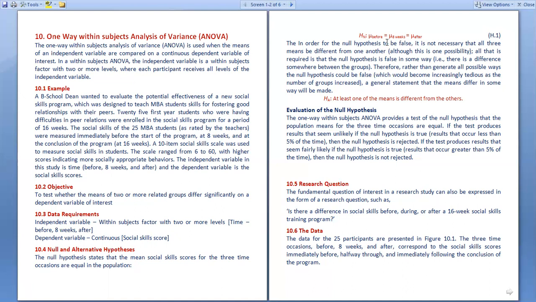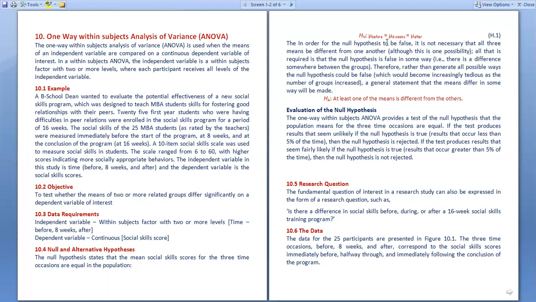Point one, at the very beginning, before the program is being delivered. Second is in the midway, that is 8th week of the program. And lastly, it is at the end of the program. So we are having three measures for the same student, or same sampling unit. And this is being done by the teachers of that MBA program.